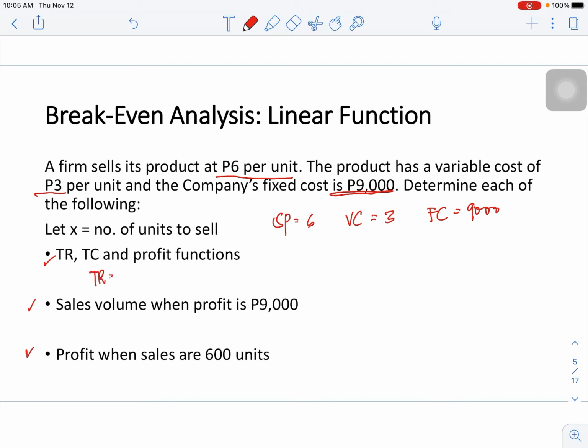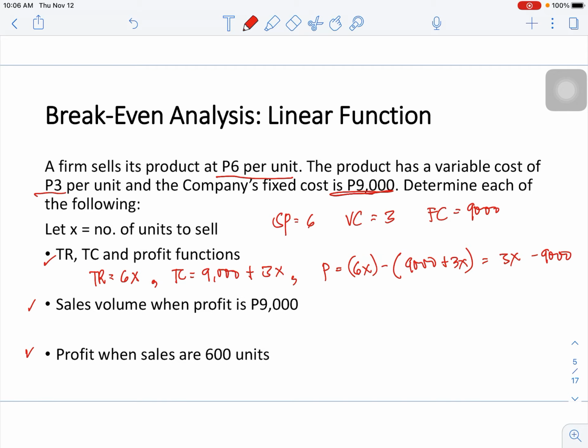TR is equal to the selling price multiplied by the number of units sold. So we have here the selling price is 6 times X, the number of units to sell. Then TC is equal to the fixed cost plus the variable cost. Our fixed cost is 9,000 plus our variable cost per unit, that is 3x. Then our profit is equal to TR minus TC. Our TR is 6x minus TC, 9,000 plus 3x, which is equal to 3x minus 9,000. So TR is equal to 6x, TC is equal to 9,000 plus 3x, and P is equal to 3x minus 9,000.